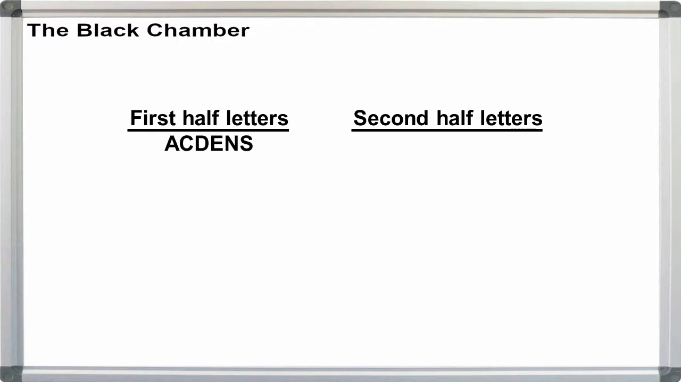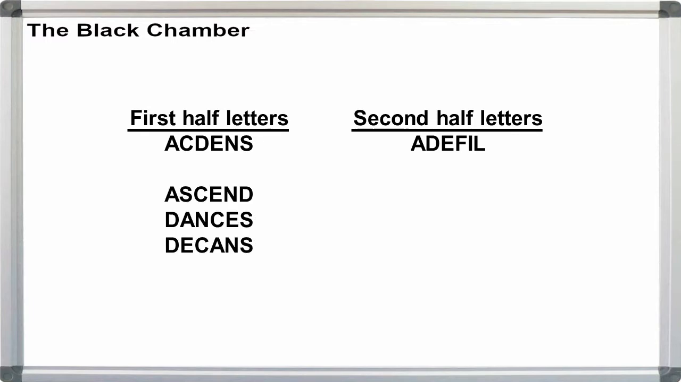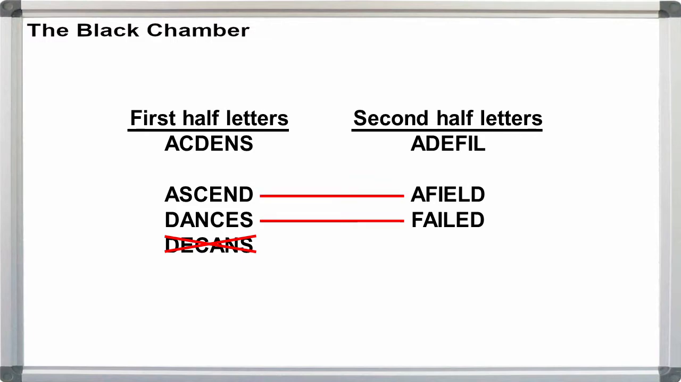We get ACDENS and ADEFIL. Six unique letters each, also pointing to this being 6x6. Using an online anagram tool, check the resources in the description below, the first letters can give us the words ascend, dances, or decans. For the second group of letters, we have afield and failed. We can eliminate decans as being an outlier, but the question for the other words is whether any of them share something in common. We can either pick dances and failed, or ascend and afield.